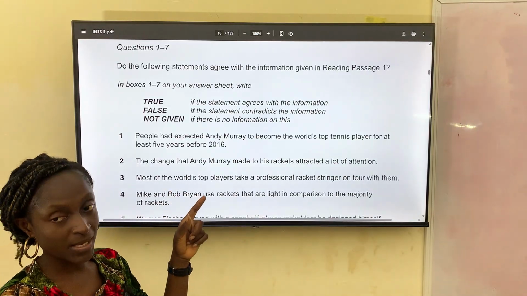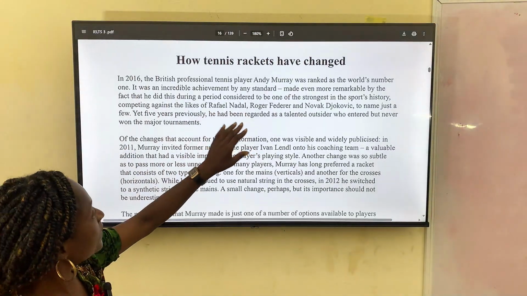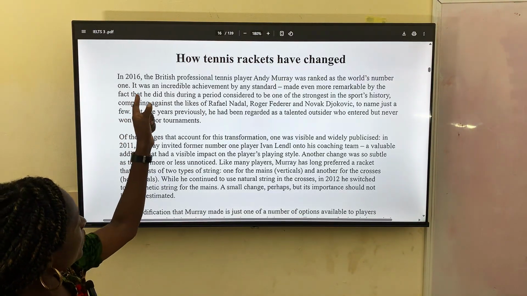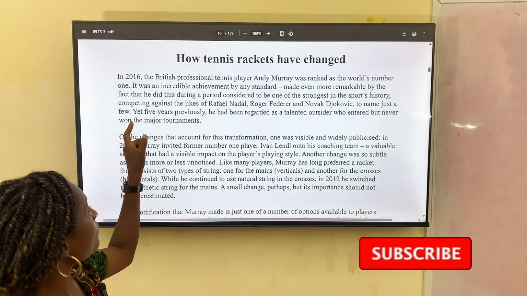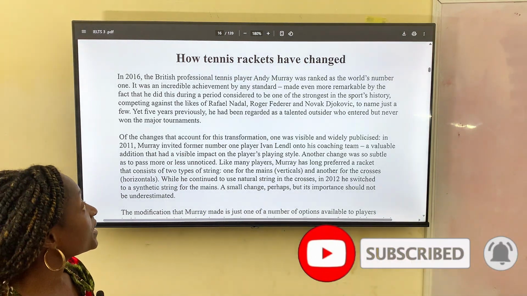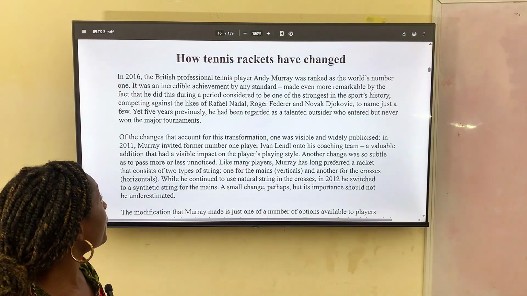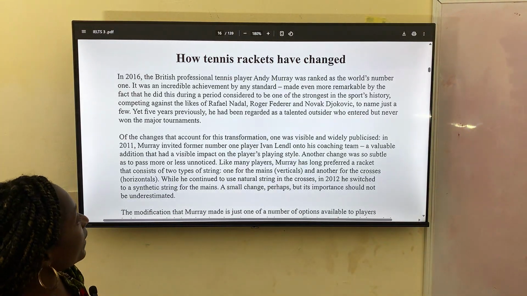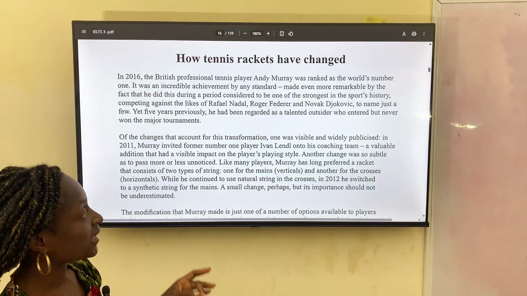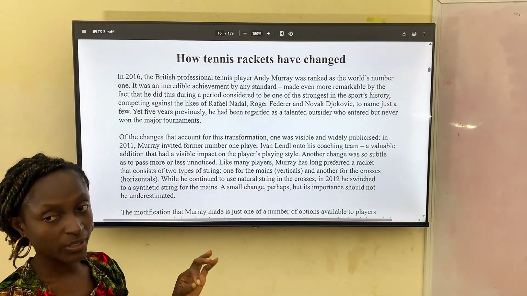So we are now going back to the passage, specifically the first paragraph. This is where our answer lies. We're going to read the first sentence and the last sentence. The first sentence says, in 2016, the British professional tennis player Andy Murray was ranked as the world's number 1. Now the last sentence, yet 5 years previously, he had been regarded as a talented outsider who entered but never won the major tournament.